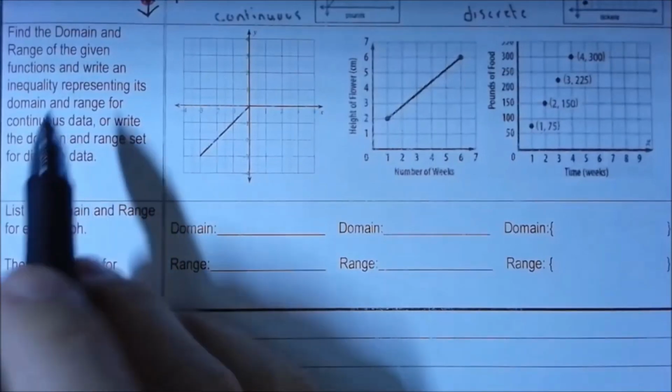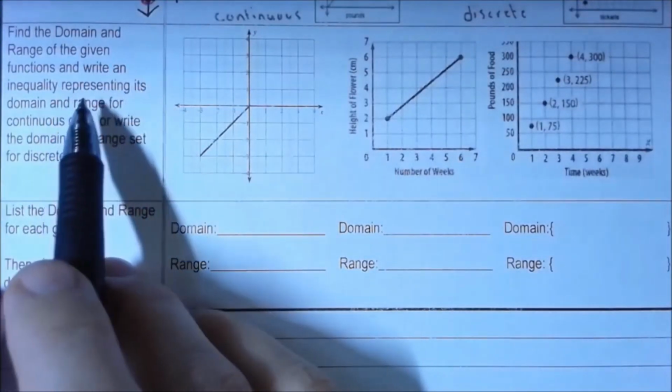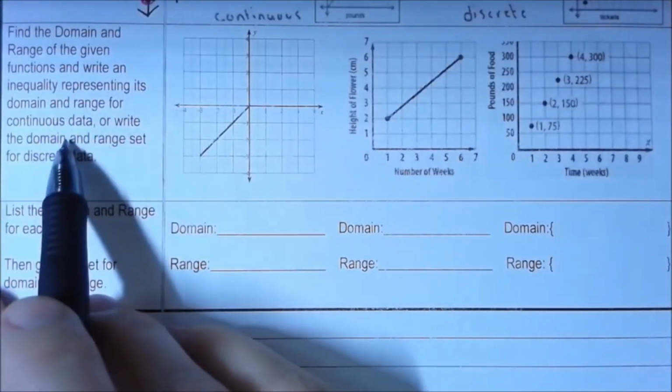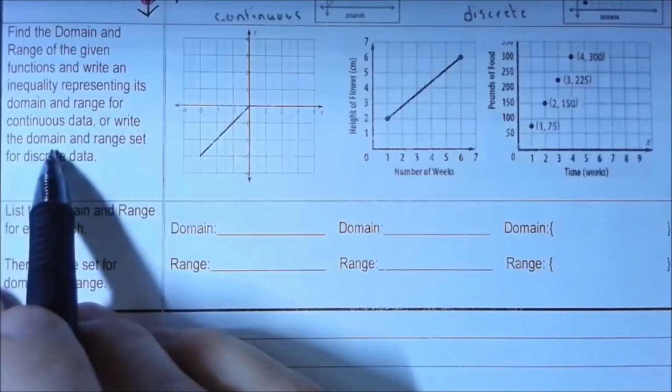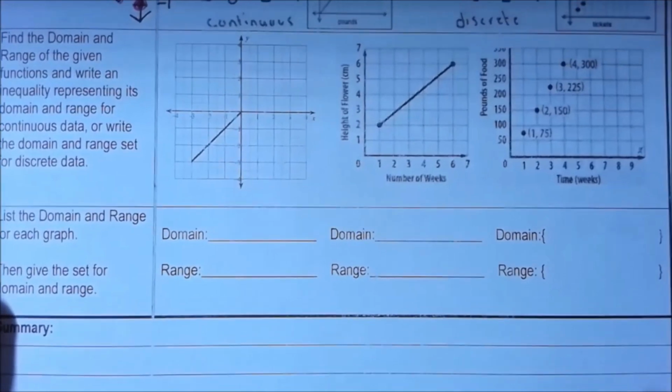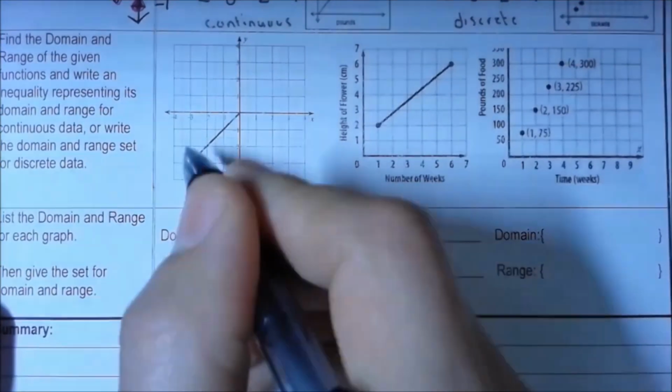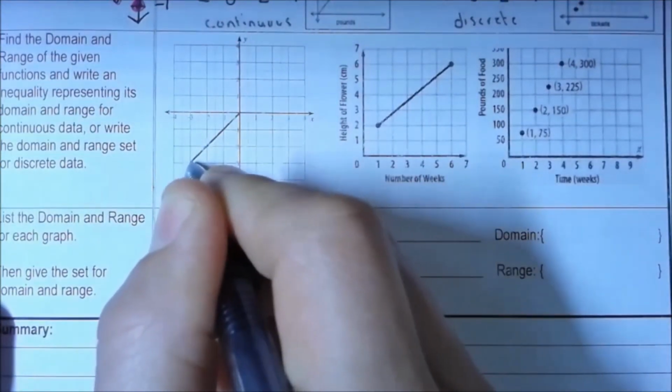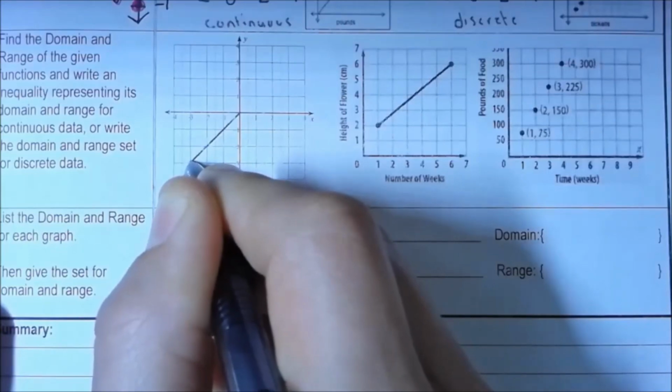Right here it says find the domain and range of the given functions and write an inequality representing its domain and range for continuous data, or write the domain and range set for discrete data, because we're going to write it two different ways. Now notice this is linear right here, and just for grins I'm going to say that this is an open dot.